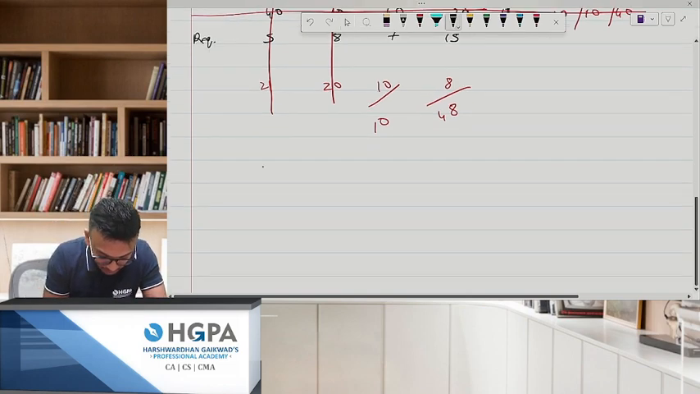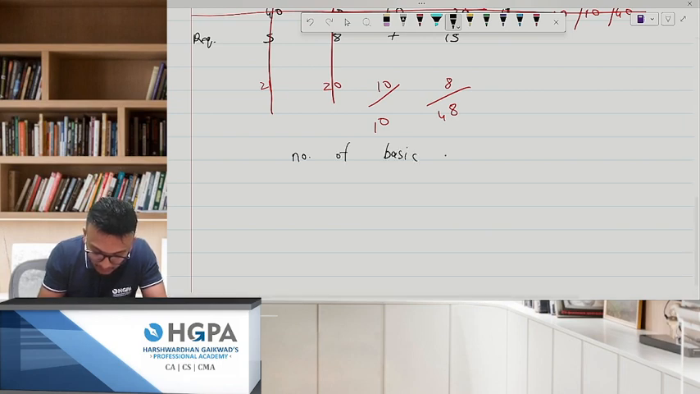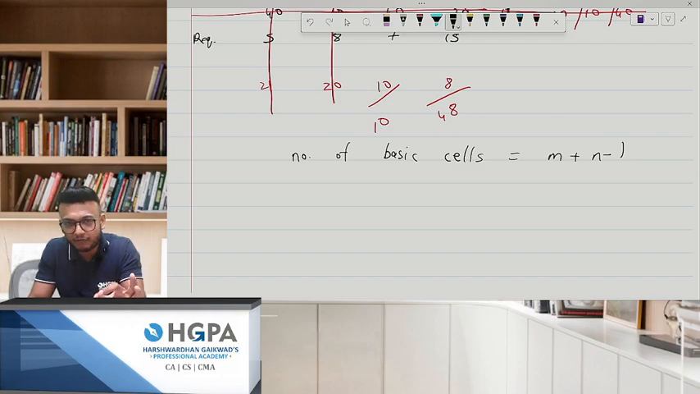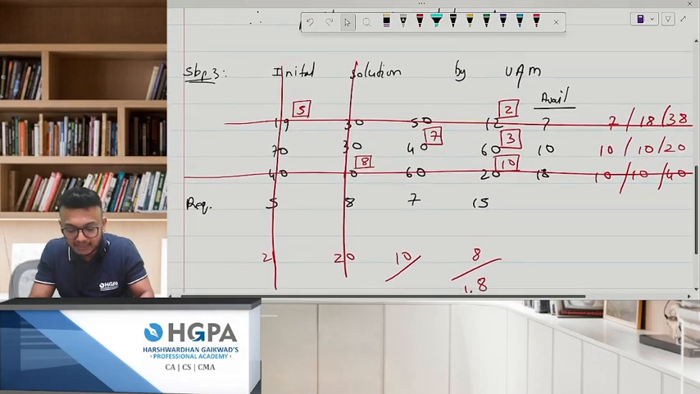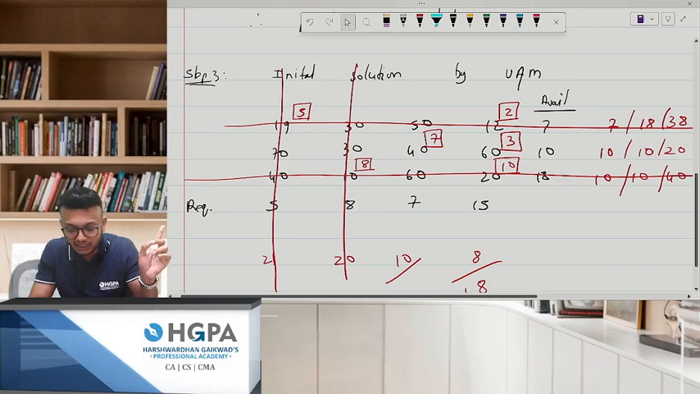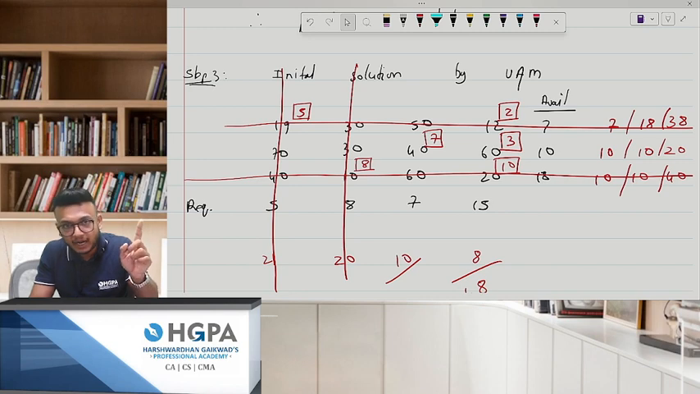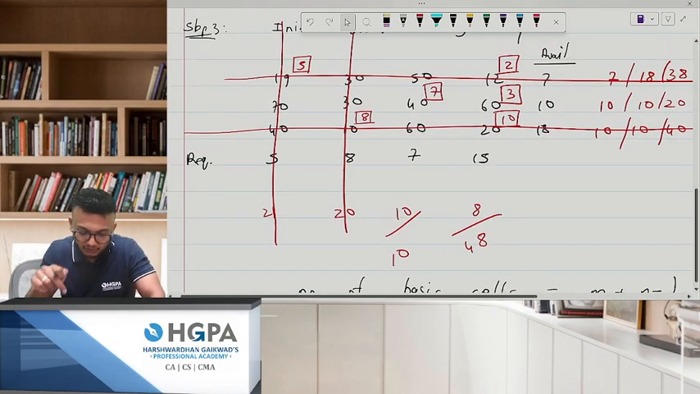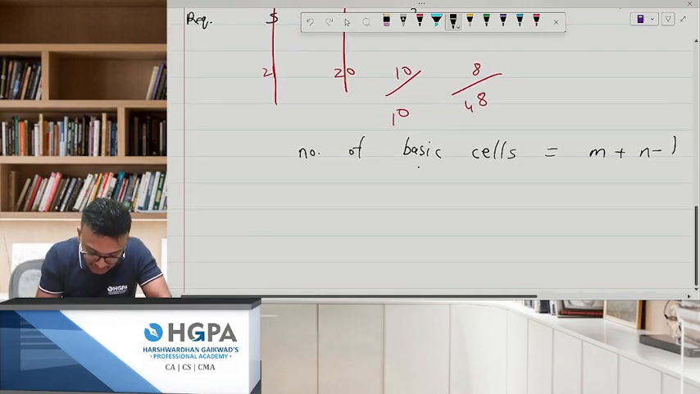See, the number of basic cells is equal to m plus n minus 1. So what is a basic cell? I'll tell you in the most informal, casual language. Wherever there is an allocation, that is nothing but a basic cell. The one with a box on it is a basic cell; the one without a box is not a basic cell. Where there is no allocation, that is not a basic cell. So you tell me how many are basic cells? 1, 2, 3, 4, 5, 6. Sir, there are 6 basic cells.